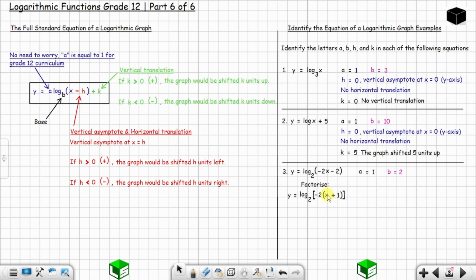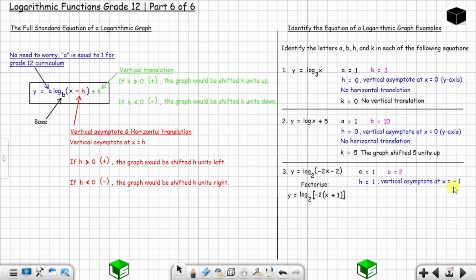Now from this, you can tell what h is equal to. So h is equal to 1, right? After factorization, h is 1, and the vertical asymptote is at x is equal to negative 1. You take the opposite value from plus 1 to negative 1. Always you do that. So you have your vertical asymptote at x is equal to negative 1.